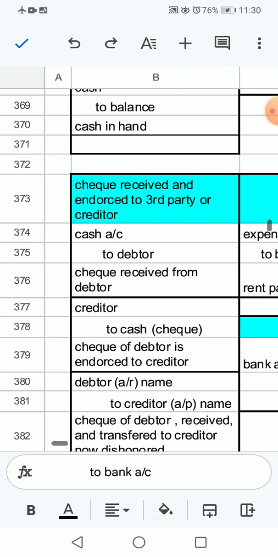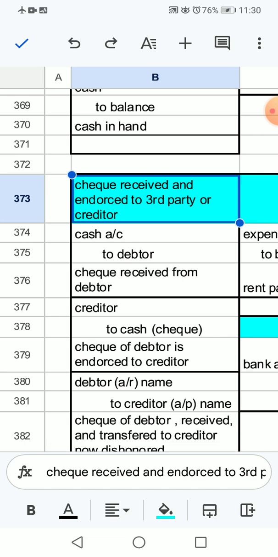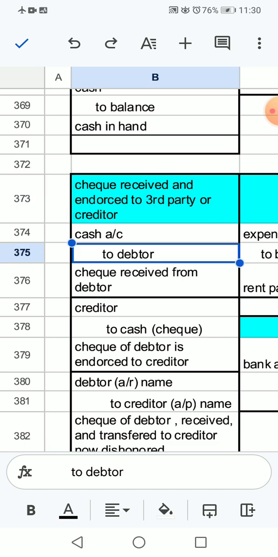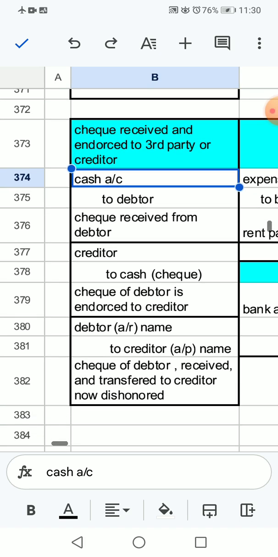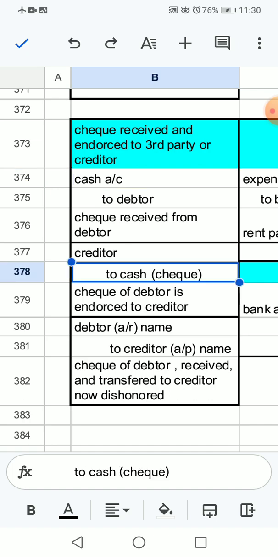In this way, the above stages have been completed, and then you have gone to check received and endorsed to a third party. First you have received the check and the check was not deposited. That is why you have not mentioned the name of the bank; you have considered it as cash account. The same check was endorsed to your creditor. It means when you received the check, you wrote cash account on the debit side; the check has gone, so you will write cash on the credit side.